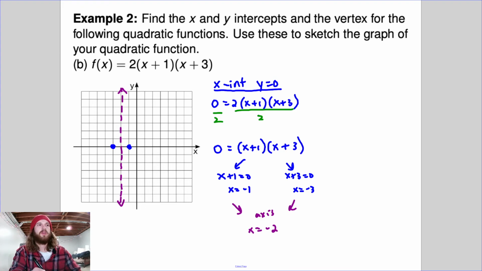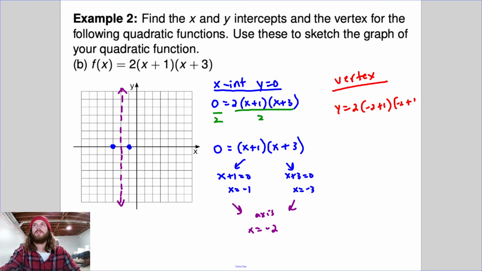All right, now let's go ahead and find the vertex. The vertex is somewhere on that line, so we plug -2 into our equation, which will give us 2 times -2 plus 1 times -2 plus 3, which is y equals 2 times -1 times 1, which is y equals -2. So our vertex is -2, -2.